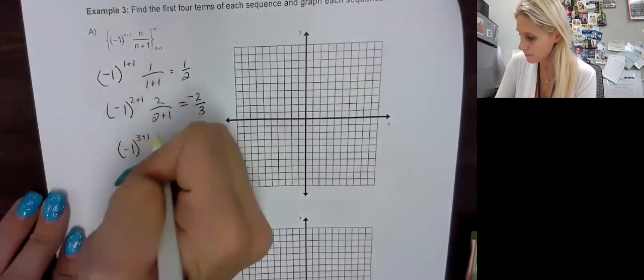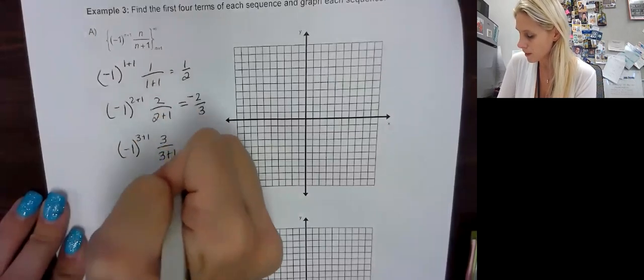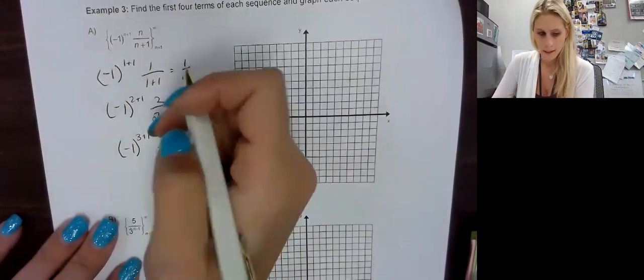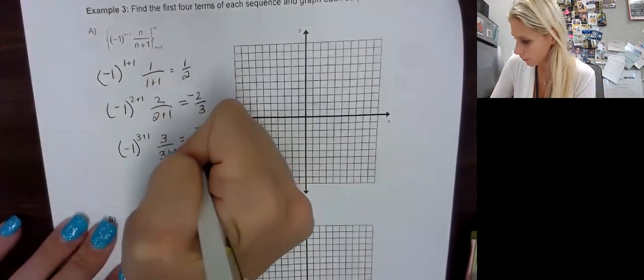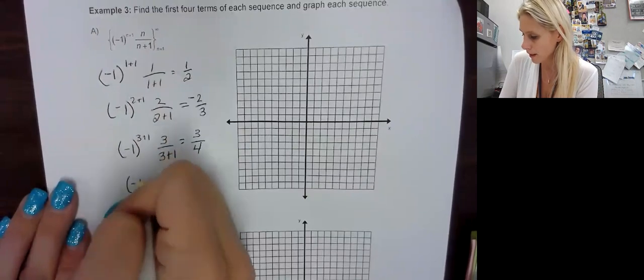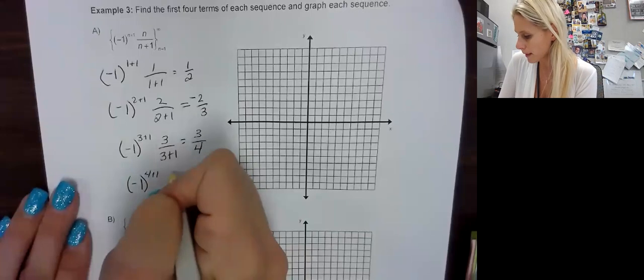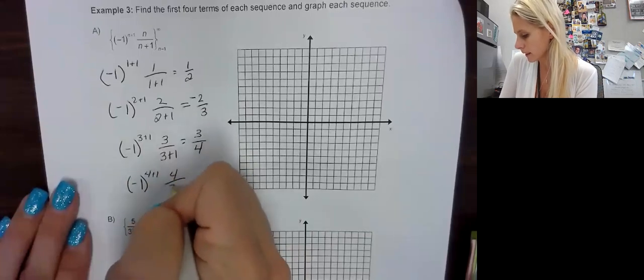3 plus 1, 3 over 3 plus 1. What does that give us? That gives us 3/4. Do you guys notice that this is a pattern on the other side? So let's break this down and see what this tells us.